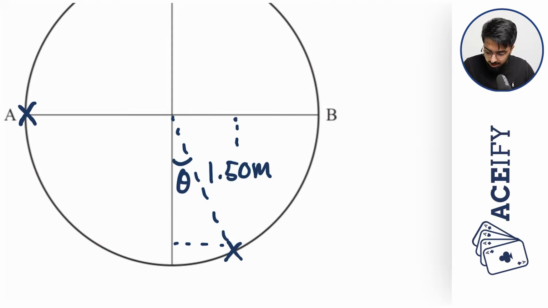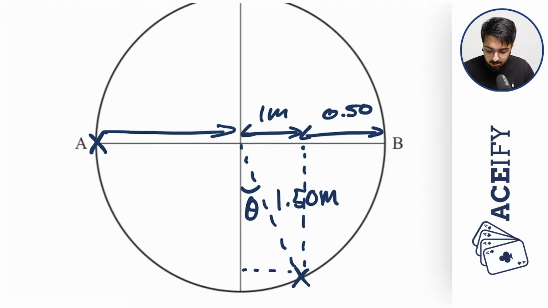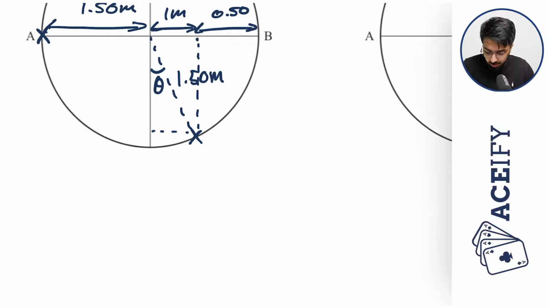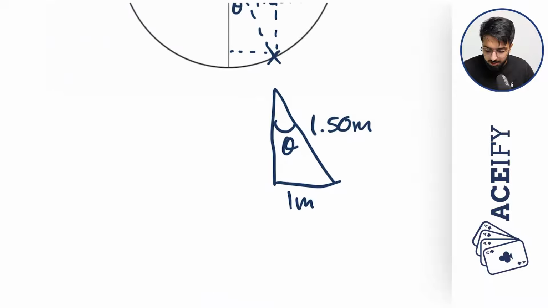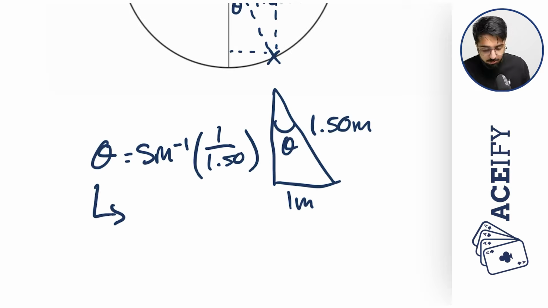And if we were to draw a line up here, if this distance right here is 0.5 meters, that means this distance right here is 1 meter, okay? Not to scale, but you get the idea. And obviously this distance right here is 1.5 meters, okay? So now we can just draw that right angle triangle out, like this, with theta right here. This is 1 meter, this is 1.5 meters, and so we can calculate our theta value. Theta is equal to inverse sine of 1 over 1.5. This gives a theta value of 0.73 radians, okay?